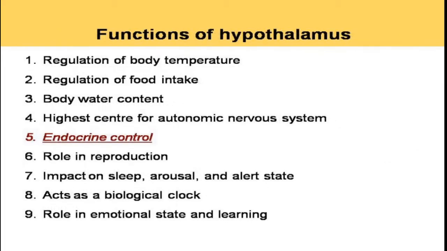Let's see some important functions of the hypothalamus. It plays an important role in the regulation of body temperature, regulation of food intake, regulation of the body's water content, and is the highest center for the autonomic nervous system. It also has roles in endocrine control, reproduction, and impact on sleep, arousal and alert state. It acts as a biological clock. It has an important role in emotional state and learning. We will see the endocrine function of the hypothalamus in detail in the next slide.